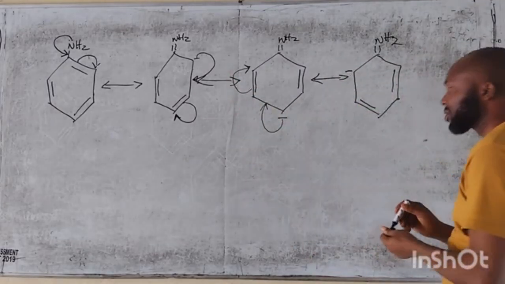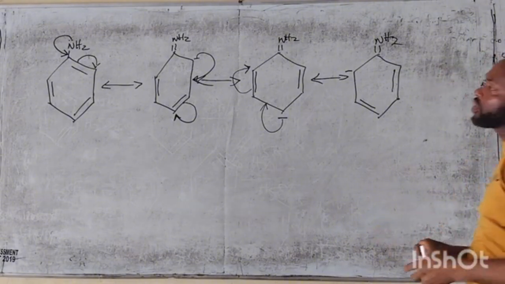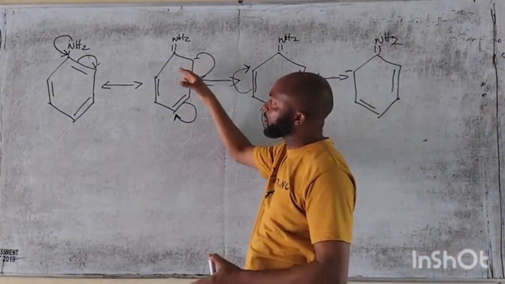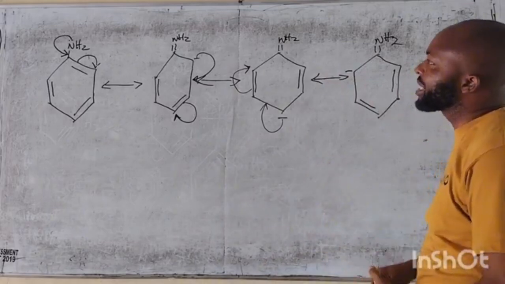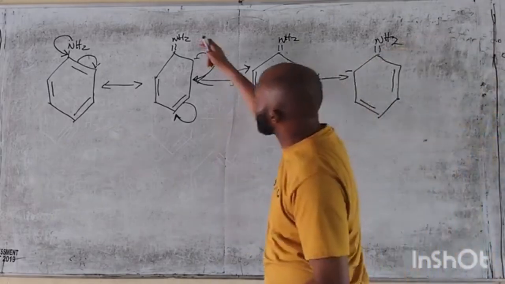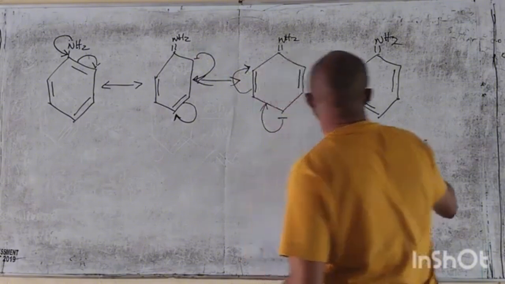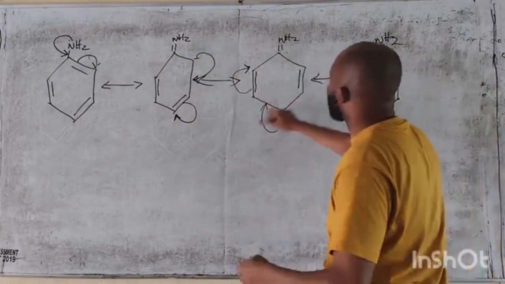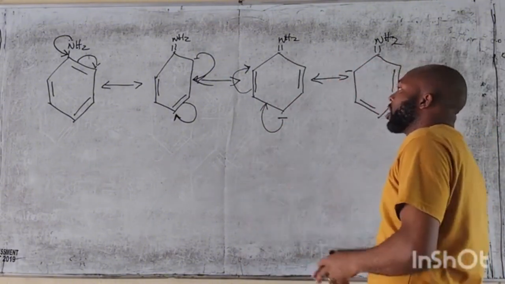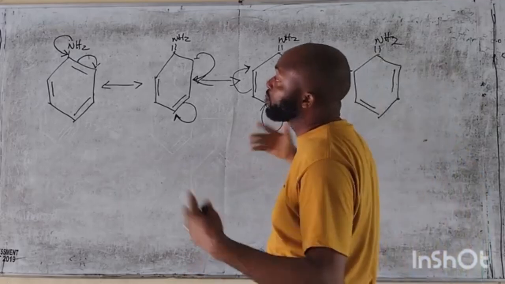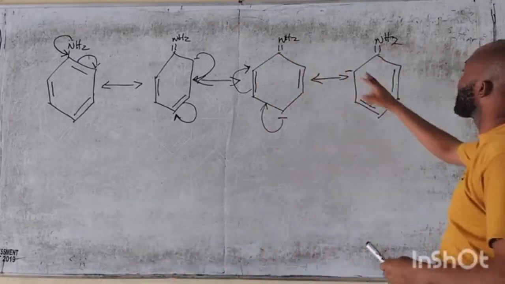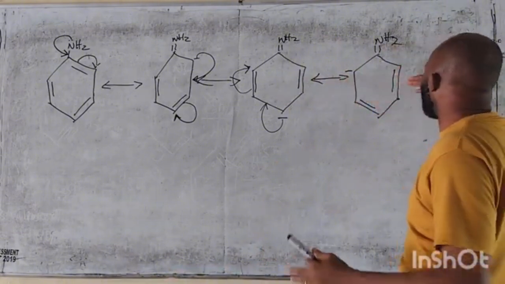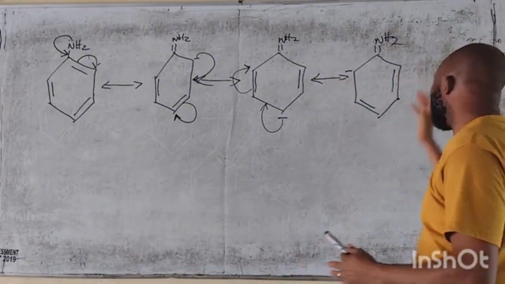So what does that mean? It tells you that wherever you see the negative, that is where the incoming electrophile will go to, which makes an amino group ortho and para director with activation, because whatever is coming in goes in with speed. As such, that becomes so perfect. So in that sense, whatever comes in will either go to the ortho position or to the para position.